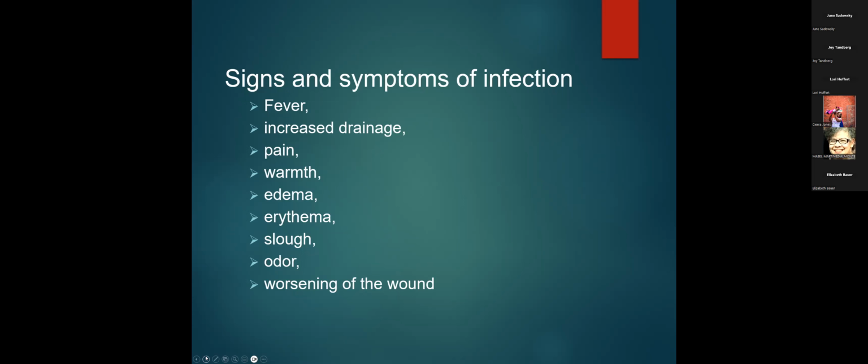infection. You might find increased drainage. There's warmth, pain, edema, all the signs of infection. Next slide, please.